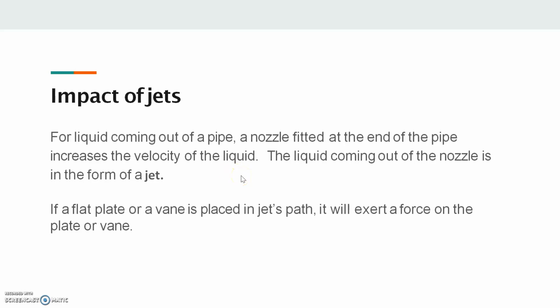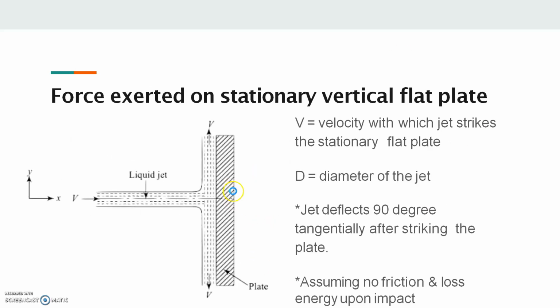Obviously, when a jet comes and strikes a plate, it will exert a force on the plate or the vane. Now, this force exerted on the plate can be computed using the momentum principle. Let us take the first case, which is the force exerted on a stationary vertical flat plate.